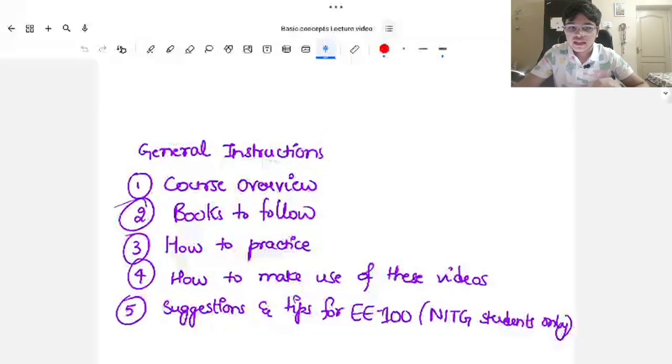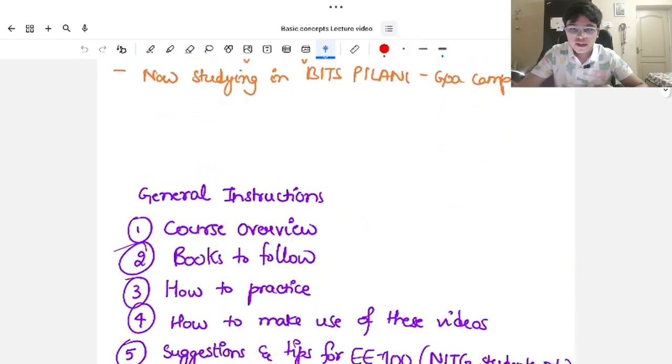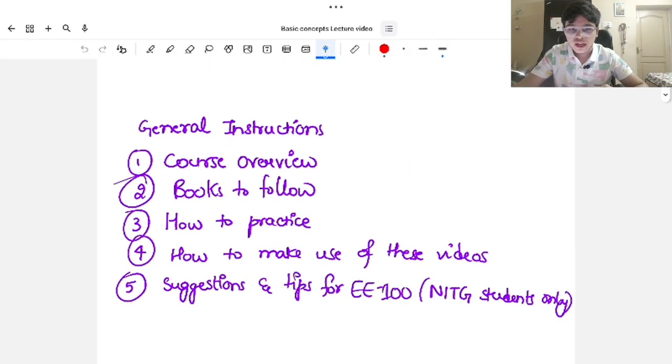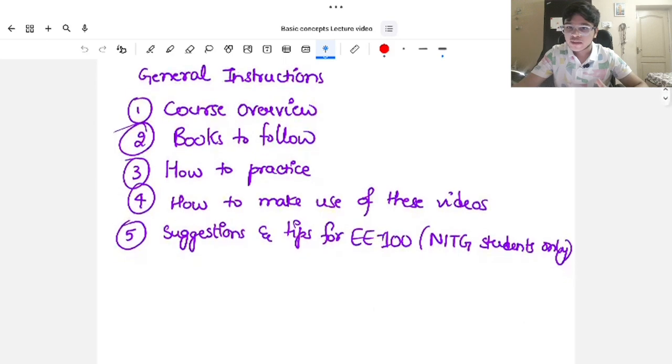But again, the grade should not be your first priority. Your priority should be understanding the concept and solving the problems. The grades will come on their own, so you don't need to worry about that. I will guide you through everything. If you have any problems, you can contact me through my email, and I will help you through this course.